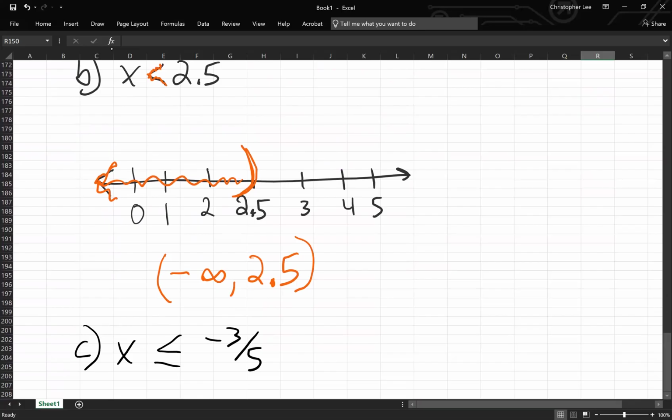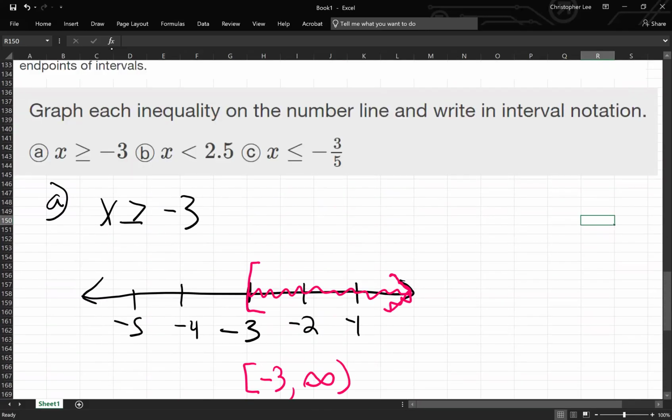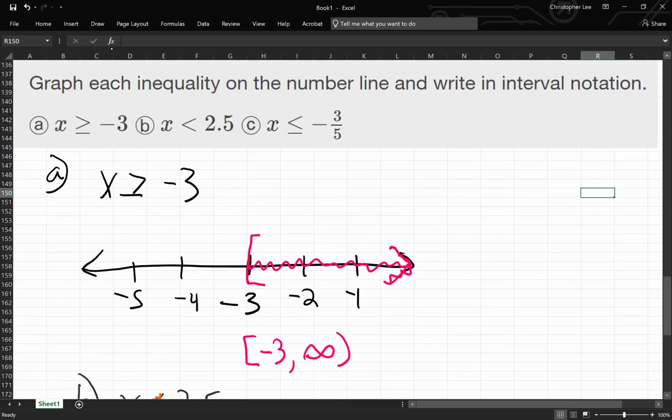I'm sorry? Yeah, this is me doing them out. Because you see, the question was, you have these inequalities right here. You want to graph them on the line and give your answer in interval notation. So that's what we're doing.